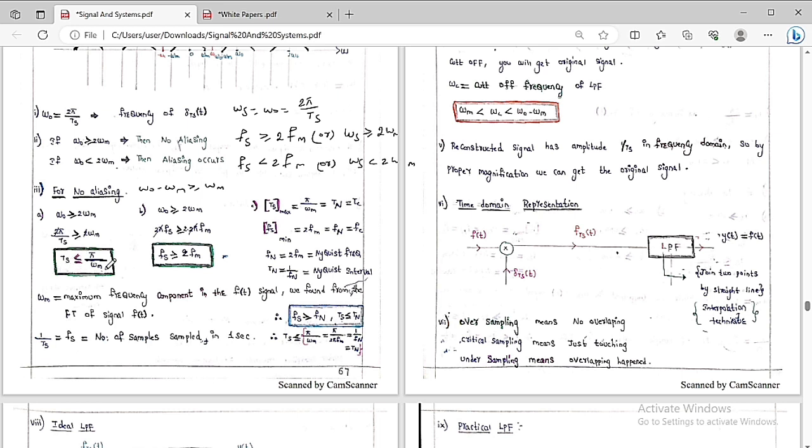Ts is nothing but less than or equal to pi by omega m. It is just a notation. So Ts is less than or equal to pi by omega m. You can write like this, or you can write in another fashion also.